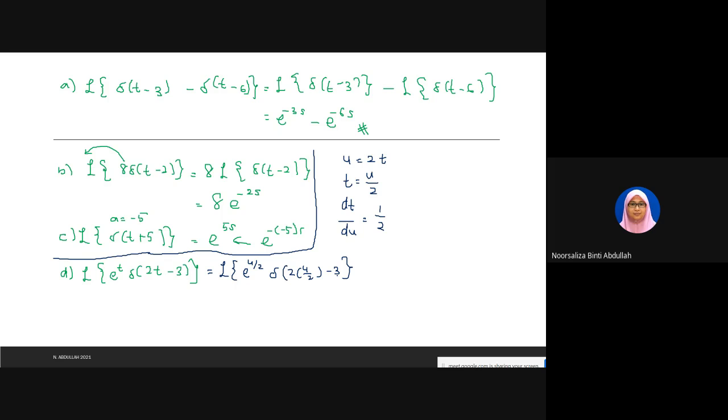Okay? So we simplify, these two cancel, so we get the Laplace of e^(u/2) delta(u minus 3).